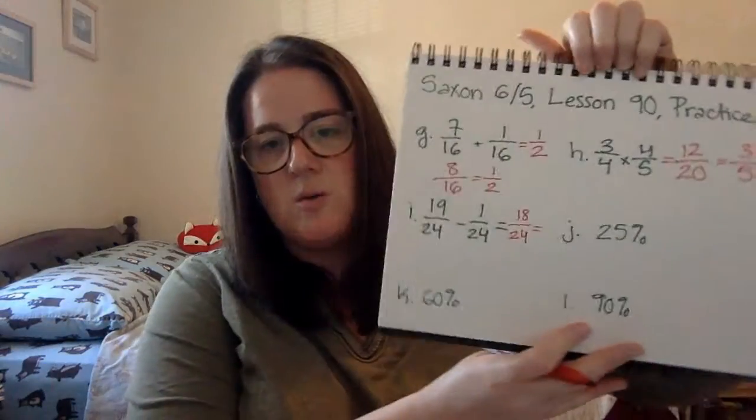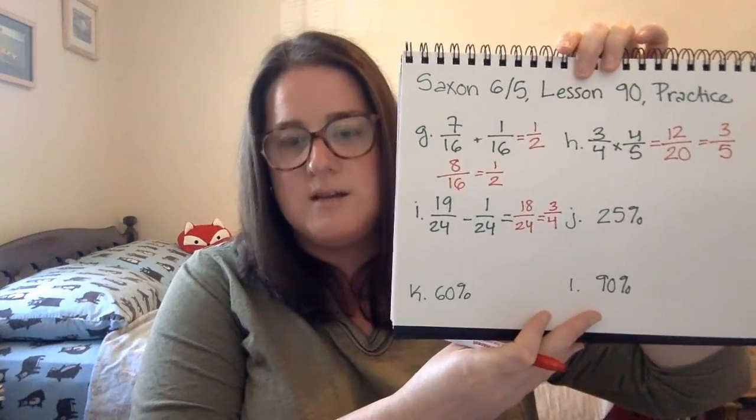I is asking for 19/24 minus 1/24. Okay, that is going to give me 18/24. Okay, so that's my answer. It is correct. I just want to reduce it to the lowest possible terms. So, using the greatest common factor, 18 and 24, the greatest common factor that they share is going to be 6. All right? So, 18 divided by 6 is 3, 24 divided by 6 is 4, and I get the reduced fraction of 3/4.